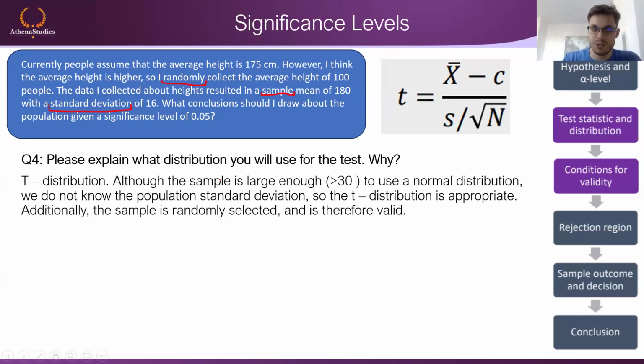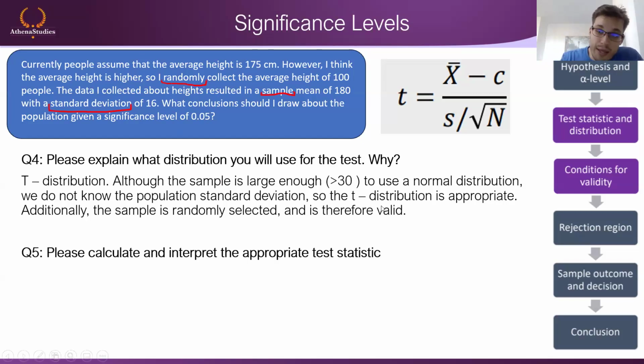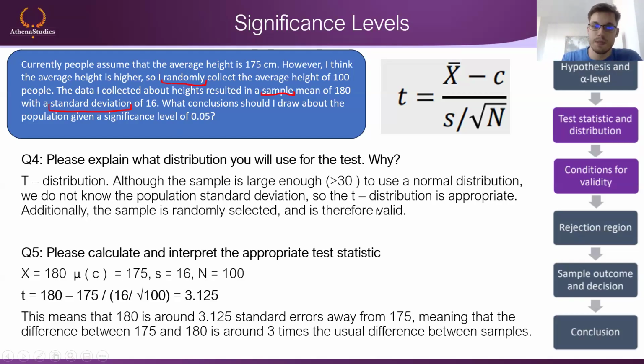So all of the conditions for a t-test are valid and we can use it. Now we calculate and interpret the appropriate test statistic. We get it by plugging in all the values that are given to us. So we have X bar, we have mu, we have our S, and we have our N. We calculate it and we get 3.125.